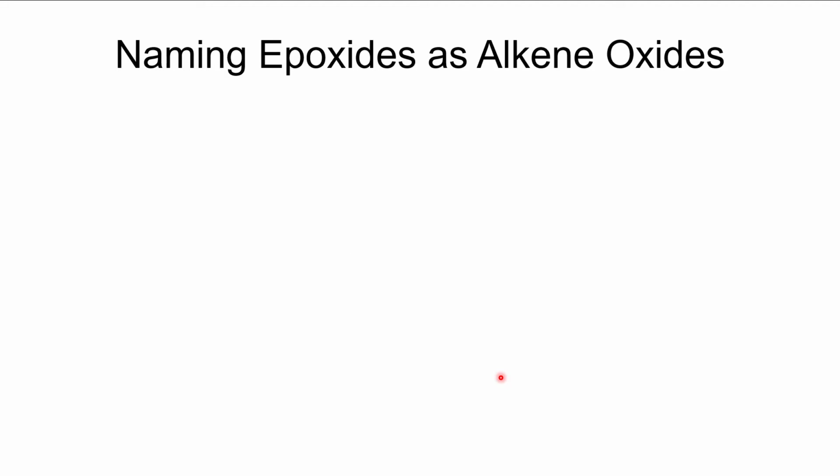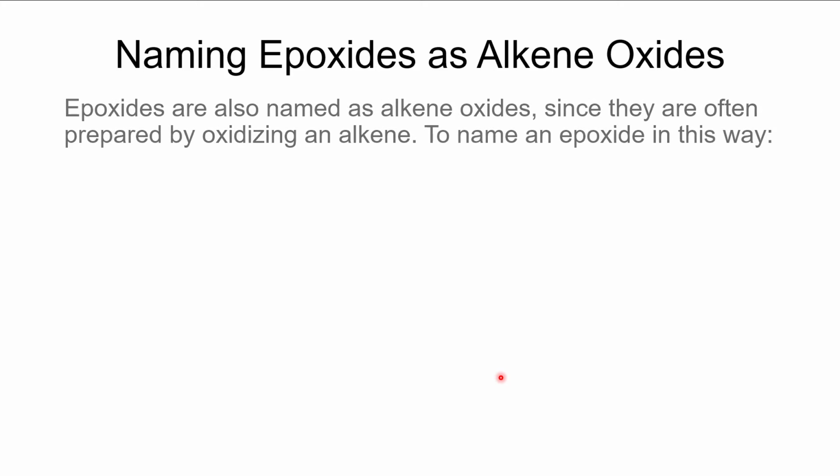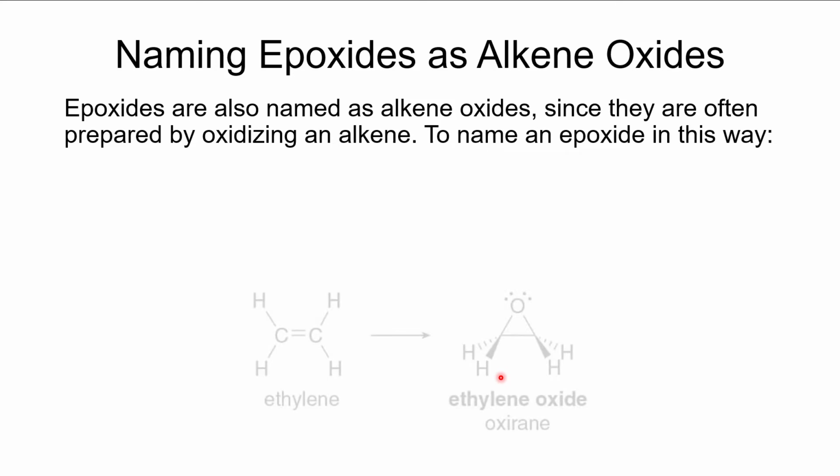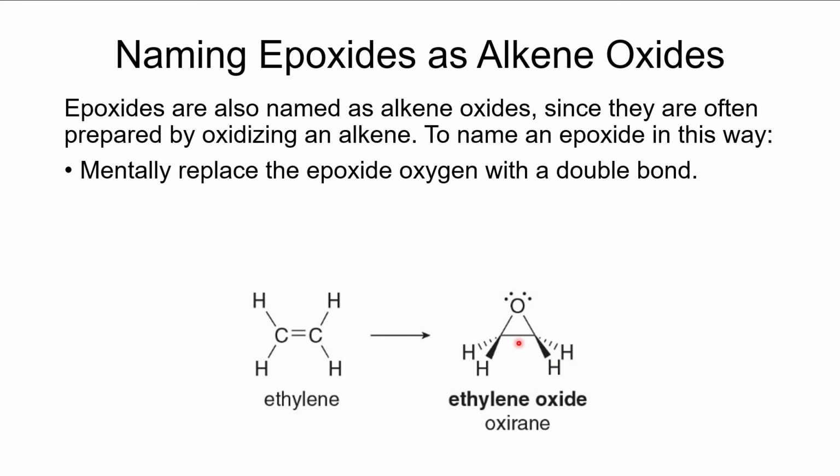All right. And then finally, naming epoxides as alkene oxides. This has to do with how most of the epoxides are made. Usually we take an alkene and we oxidize that alkene to form an epoxide. So, for example, we can take ethylene and convert it into ethylene oxide pretty easily. Manufacturers will do this by the ton. They will make lots and lots of ethylene oxide. So there is ethylene oxide. There's also things like propylene oxide and so on.